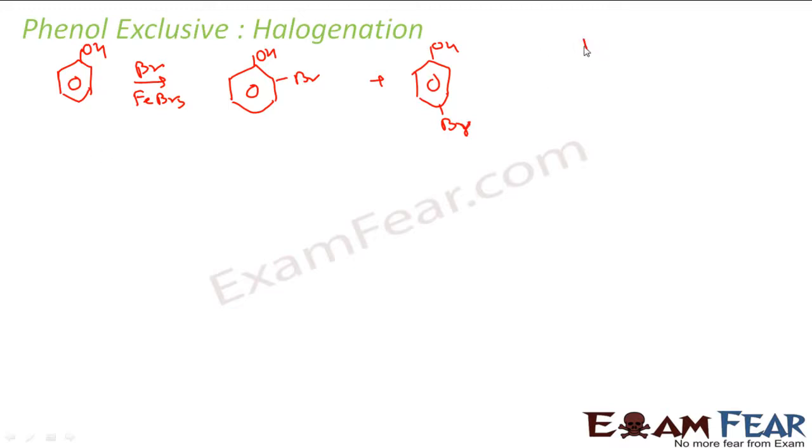See, the first thing that happens is Br2 reacts with FeBr3, and what you get is Br plus, sorry, this is plus actually, and FeBr3 minus. That's what you get, right? Now this is a positive charge, and it is easily attacked by this.